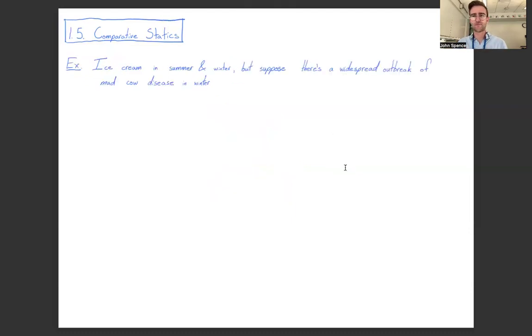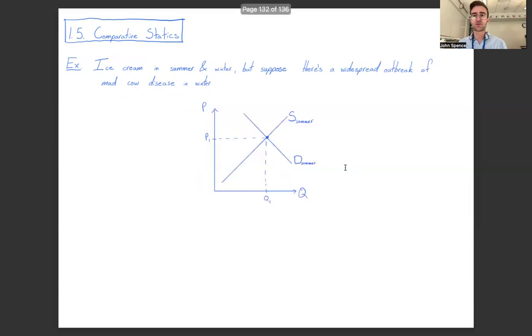Let's do a second example on the ice cream market. Still looking at it in the summer and winter, but this time suppose that when winter comes around, there's a widespread outbreak of mad cow disease. First, this is going to be super similar to the last problem. We start off with a supply and demand diagram, except this time we label supply in the summer, and we start off at the same equilibrium, P1 and Q1.